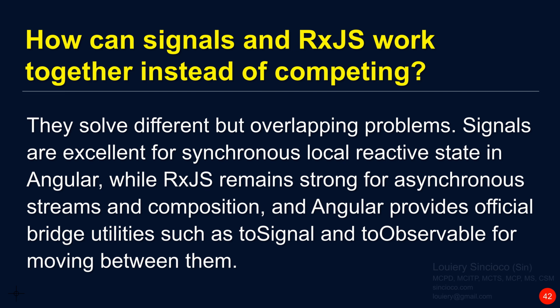How can Signals and RxJS work together instead of competing? They solve different but overlapping problems. Signals are excellent for synchronous local reactive state in Angular, while RxJS remains strong for asynchronous streams and composition, and Angular provides official bridge utilities such as toSignal and toObservable for moving between them.